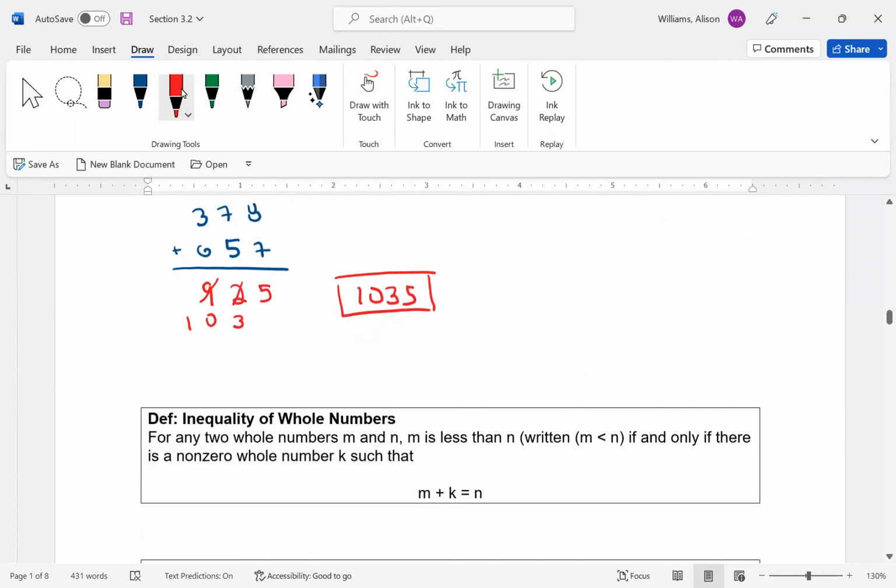Now, before we can talk about subtraction, we need to have the concept of inequality. For any two whole numbers, m and n, we say m is less than n, which we write m < n, if and only if there is a non-zero whole number k such that m plus k equals n. In other words, in order to make m the same size as n, we have to add a number to it. So m is clearly smaller than n for this reason.